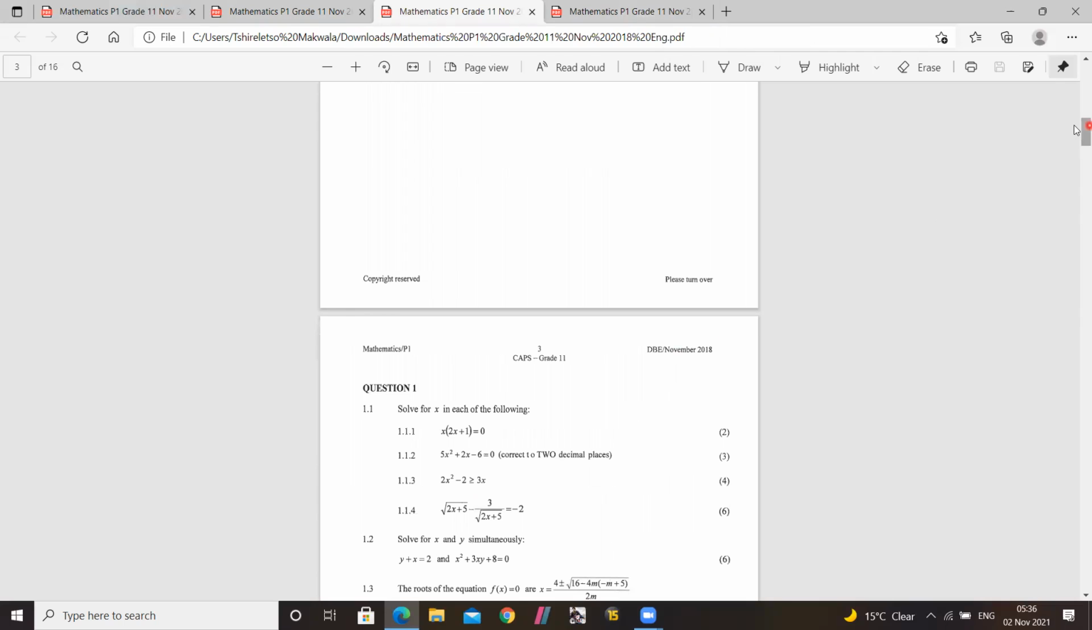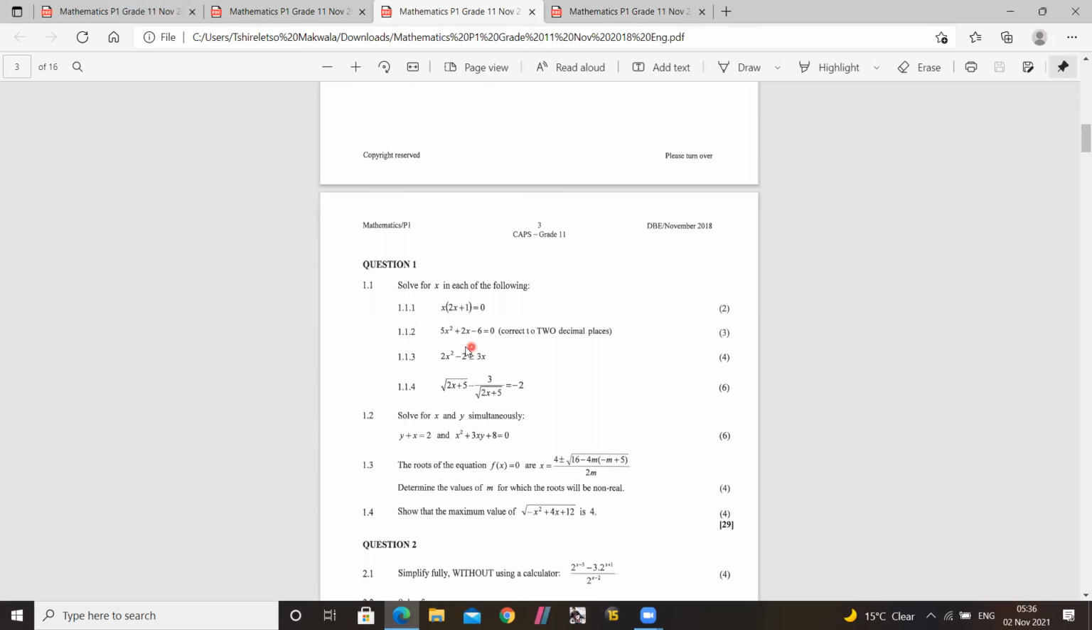Let's move on. The second type of question is a trinomial. So they give you a trinomial, then they tell you to give the answer correct to 2 decimal places. If they say correct to 2 decimal places in the test, then you know already that you should use the quadratic formula. Why? Because that's the only way you can get 2 decimal places, because you must use a calculator for this one.